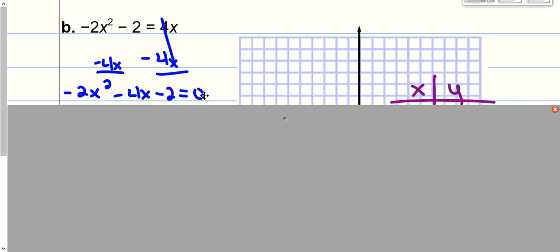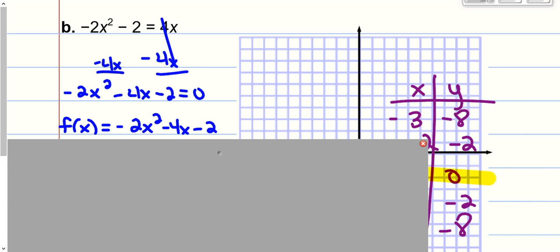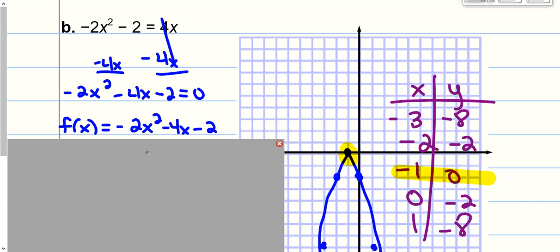Now we have it equal to 0, and we can change that 0 to f of x. So we've got f of x equals negative 2x squared minus 4x minus 2. Again, put this in your calculator. Clear the previous equation that you've done, put this in your calculator, and get your table. And here is both table and graph.